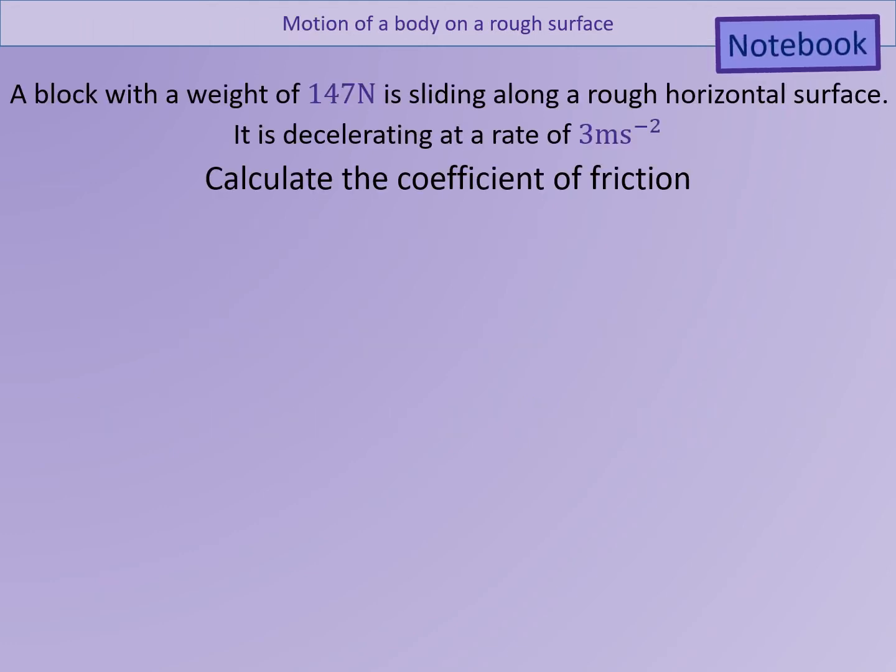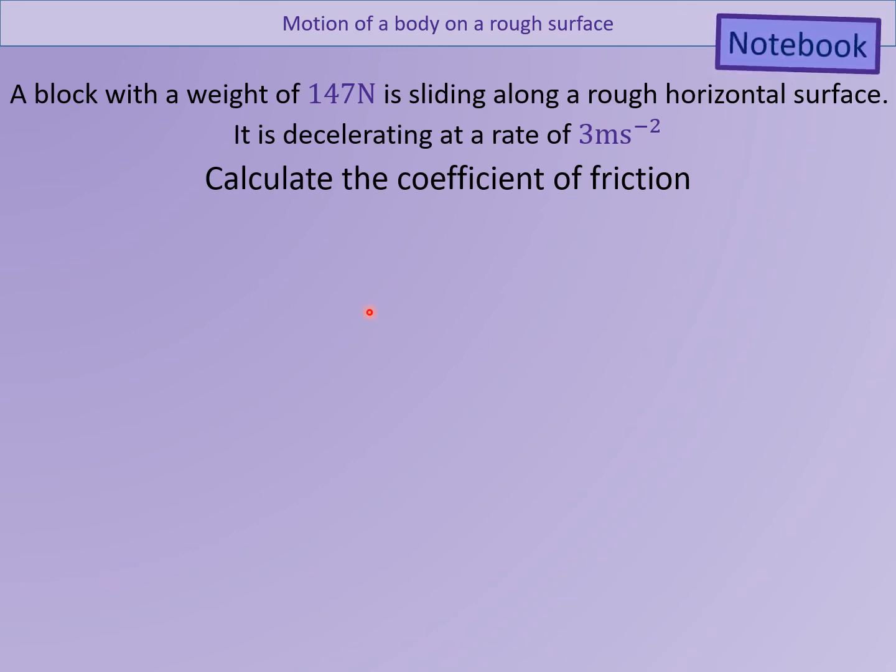Okay. So straight away, just grab your notebooks. So we've got a block of weight 147 newtons. All right, so it's giving us a weight straight away. And this is slightly different. It's sliding along a rough horizontal surface. So the box is sliding along. So there you go, sliding along.